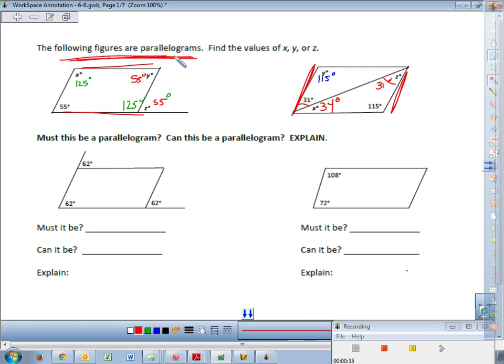This is a parallelogram. New set of instructions, new problems. It looks like a parallelogram. We don't know. We need to prove it. They're saying, must it be? That means, do you have enough information already to prove that this is a parallelogram? So let's answer that. You guys say yes? How come?